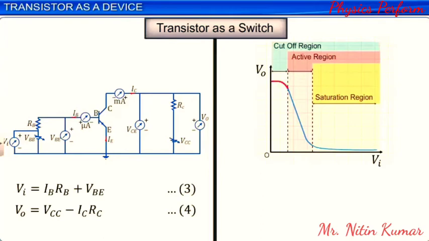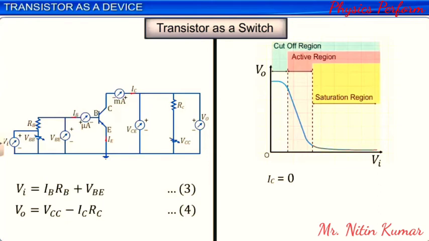If the input voltage Vi is high enough to drive the transistor into saturation state, the output is low and very near to zero, and the collector current IC is maximum. Then it is said to be switched on.